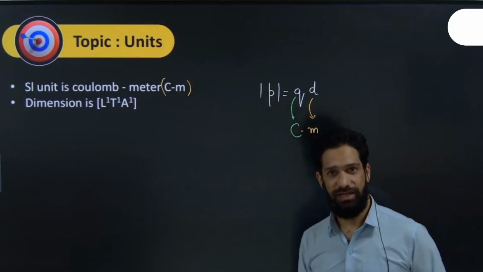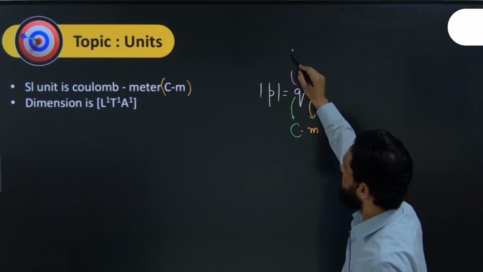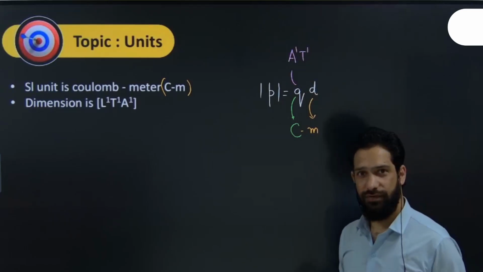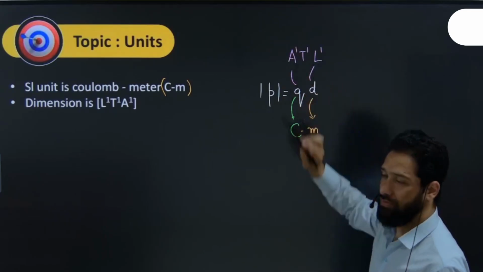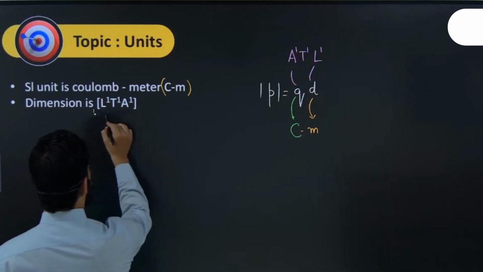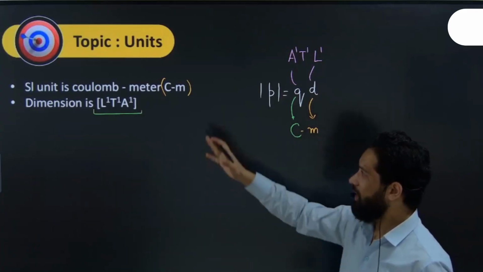And what should be the dimensional formula? For the dimensional formula, charge has dimensions of current into time, and the dimension of length is L1. So we have L1, T1, A1. You can see L to the power 1, T to the power 1, A to the power 1. So this is the dimensional formula, and this is the SI unit.